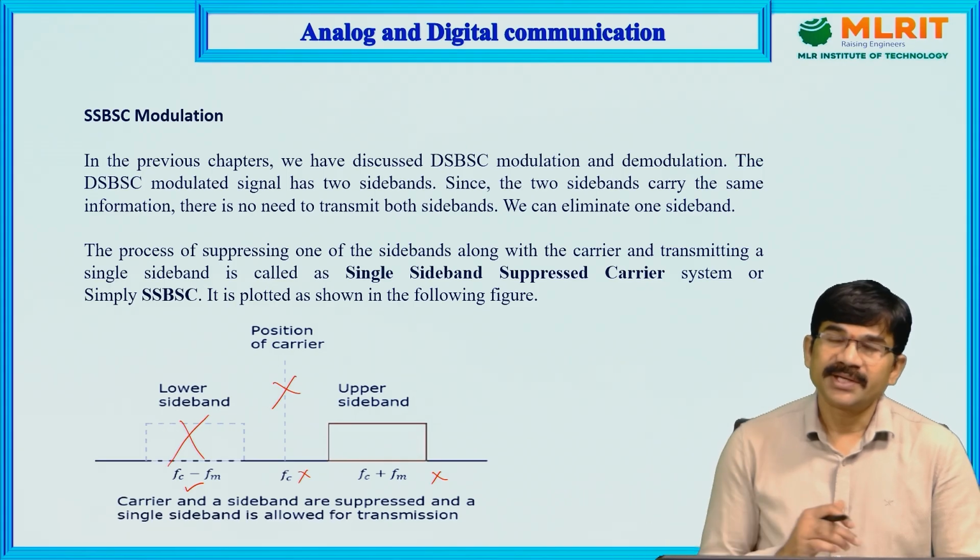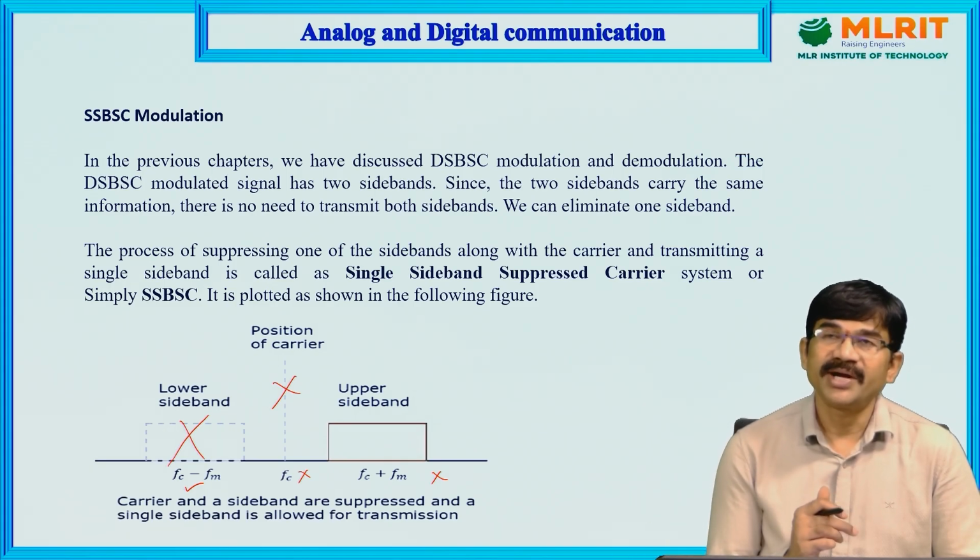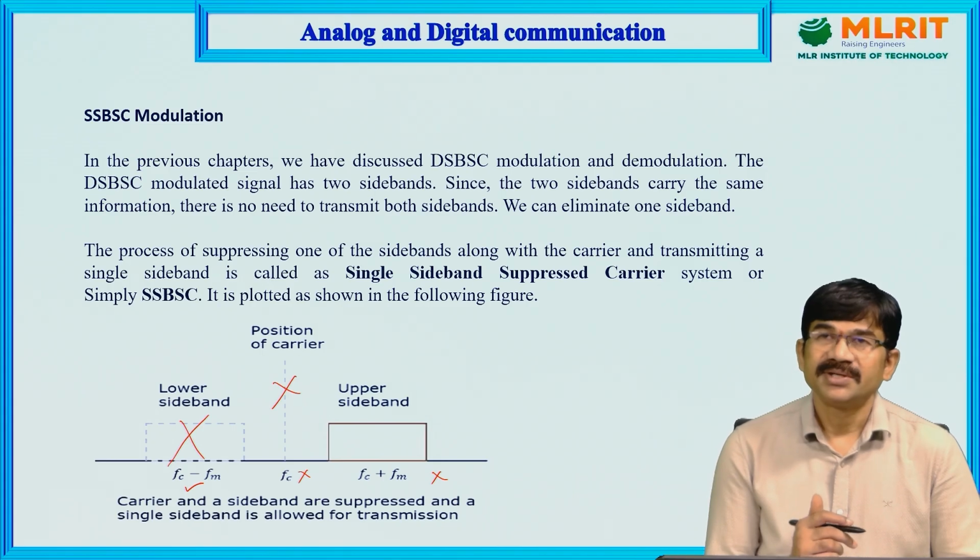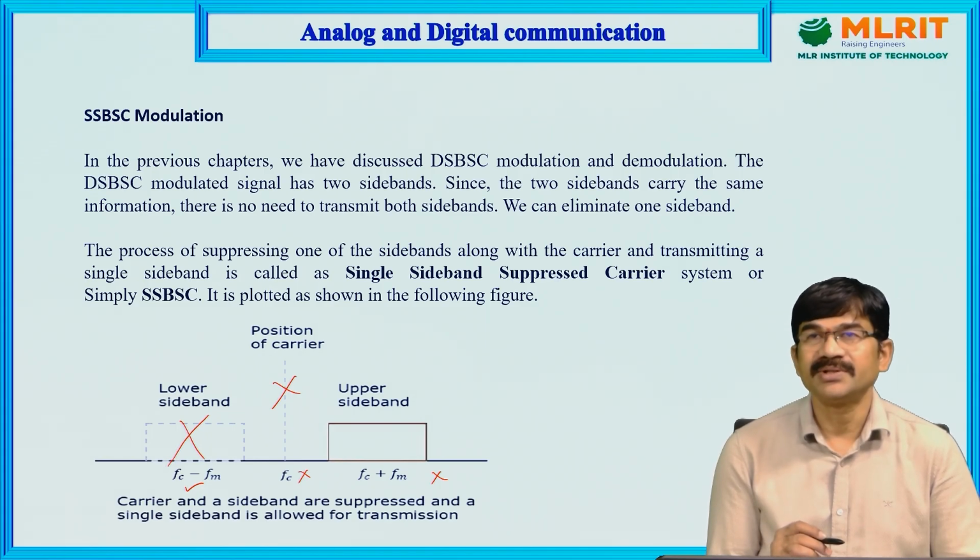So the power required for the transmission of the two sidebands, and the power required for the transmission of the single sideband, we are saving a lot of power by transmitting only a single sideband. And the power we are saving by suppressing the carrier and one sideband, that saved power we are utilizing for the transmission of the single sideband. So in the single sideband system, we are effectively transmitting the signal with higher concentration, and at the receiver we can easily detect the original information even though noise is there.